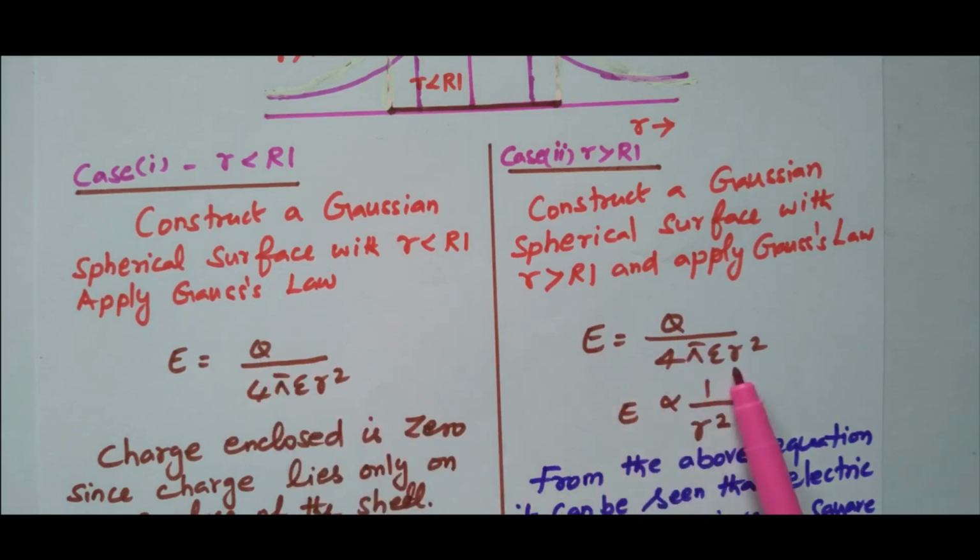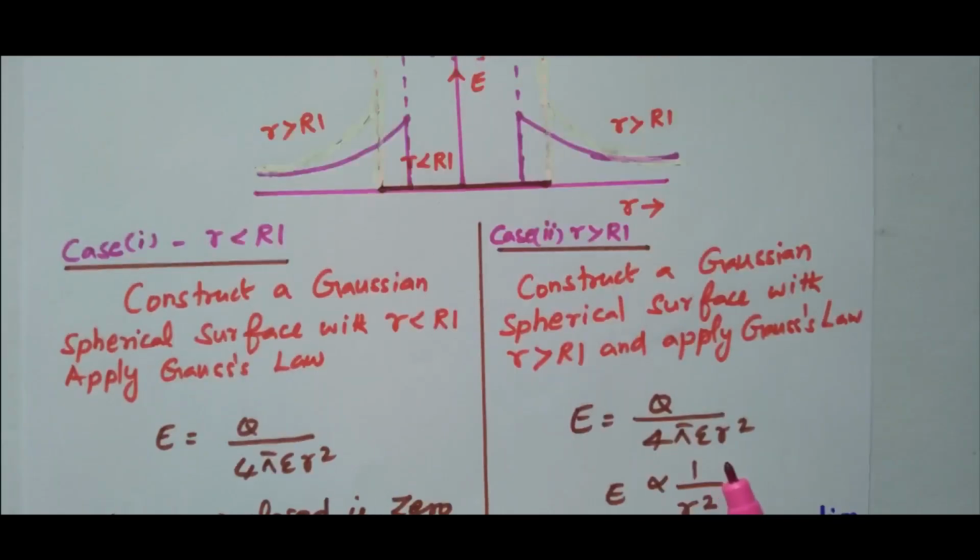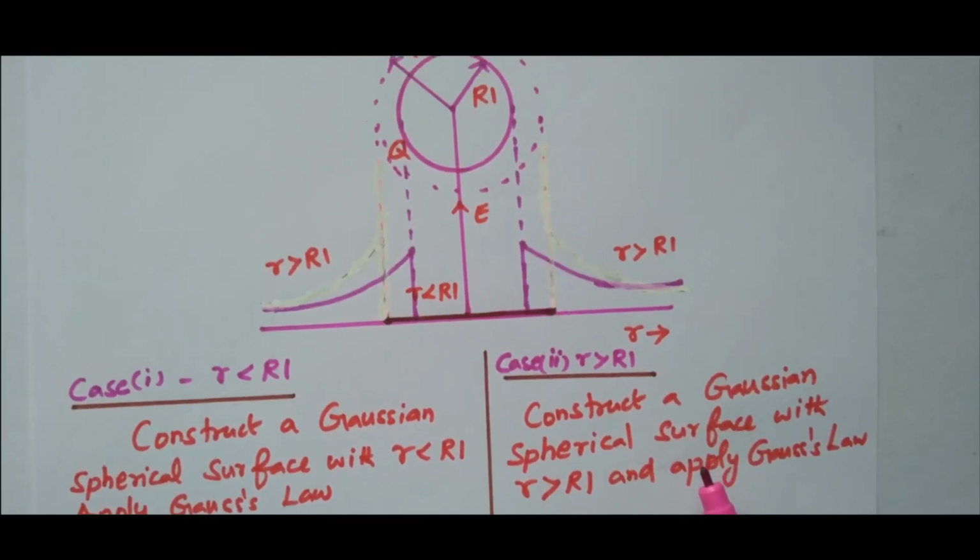Now see the relation between E and R. E is directly proportional to 1 by r square. Right? Inversely proportional is there. When R increases, E will decrease. Right? When the radius increases, the E will decrease, right? So that is clearly given in the diagram.